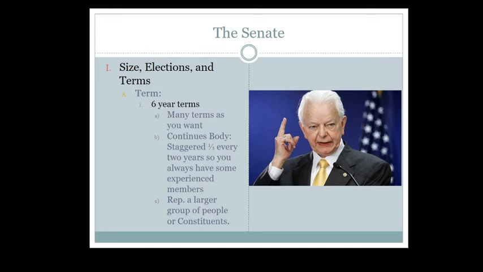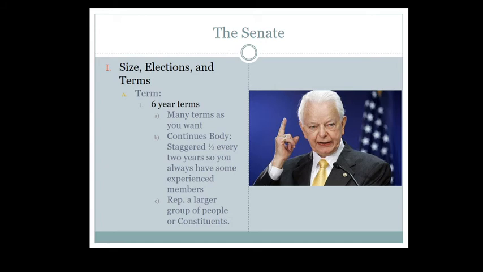The reason they do that is you can't have completely everybody up for redoing congressional things every 6 years. You can't have that happen. This allows them to get more experience, more time. They represent a larger group of people because there's less of them.